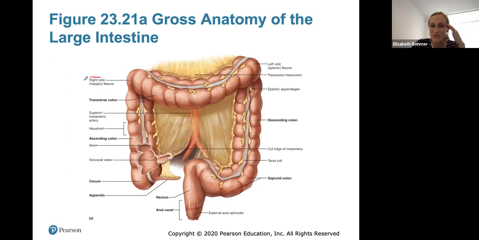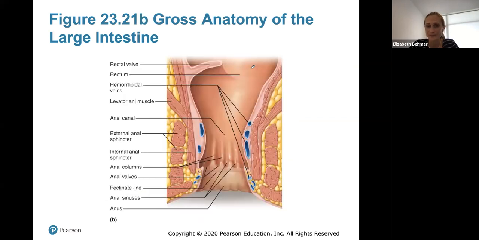You should understand what the flexures are: the right colic flexure and the left colic flexure, and where they're located and what parts of the small intestines join to form those. So you should understand well the parts of the large intestine. Know that it's the site of most water absorption.